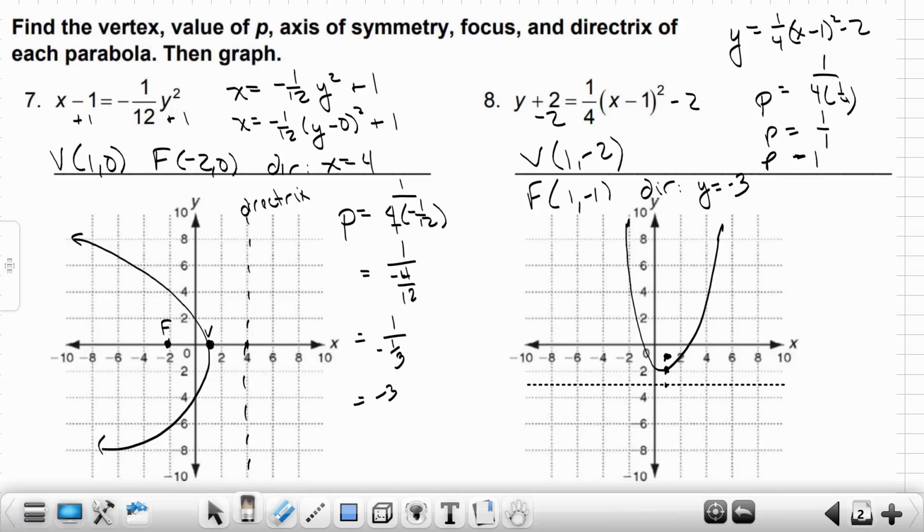So once you get your p-value, your focus and directrix are that far away from the vertex. You've got to know whether or not it's horizontal or vertical. So if you get your vertex, your p-value shows you how far away each one is. If it's vertical, it's above and below. If it's horizontal, it's left and right. No, 1/4a is the distance between. I know, but A tells the distance, so does p.